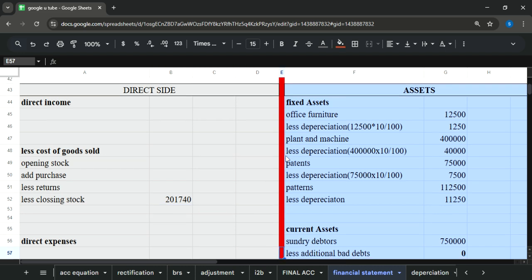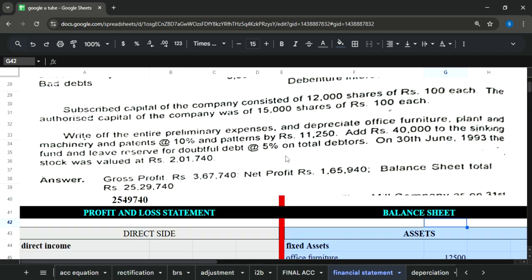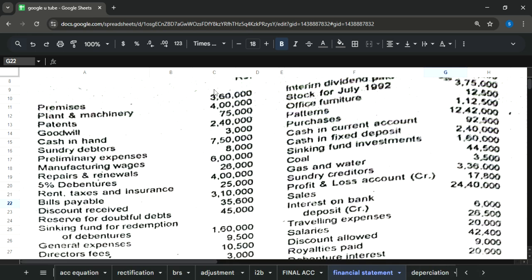Now we will go to the current asset side. Second effect of closing stock would be over here, 201,740. Closing stock is completed. It means all extra adjustments present in this paragraph we have completed, which means we can now start to put all elements present over here into our financial statement.